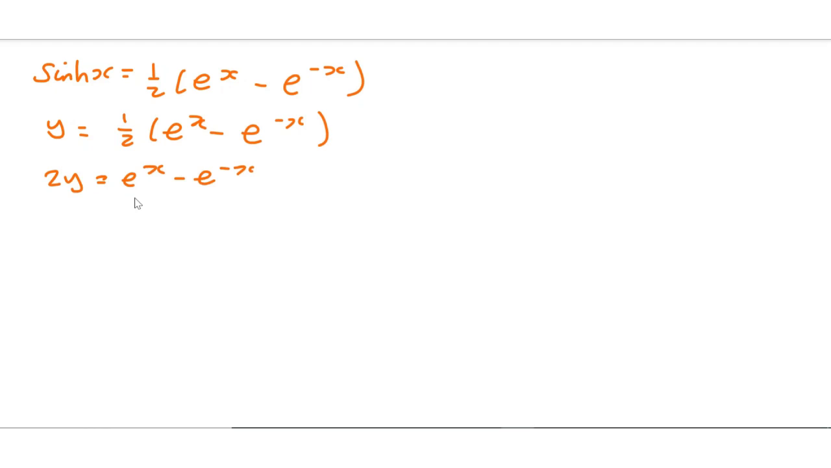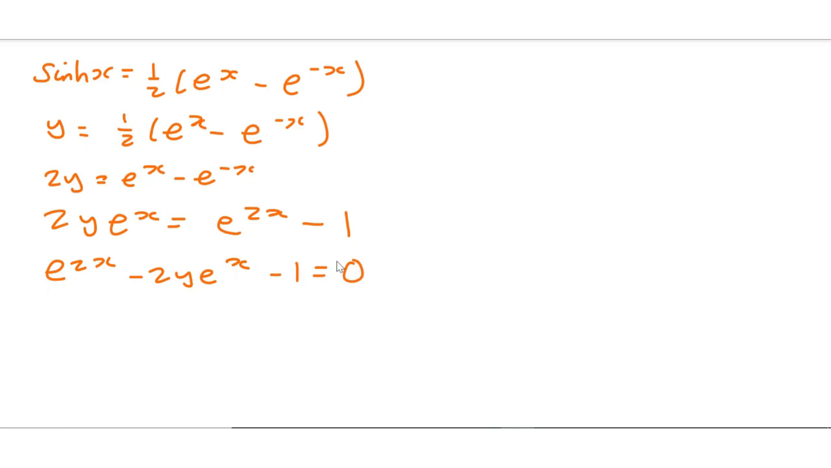Now the trick here is we multiply this whole equation through by e to the x, and you'll see why in a minute. So 2y e to the x is equal to e to the 2x minus 1, because e to the x multiplied by e to the minus x is e to the 0, which is 1. Now, if we rearrange this so all the terms are on the same side, we get e to the 2x minus 2y e to the x minus 1 equals 0.